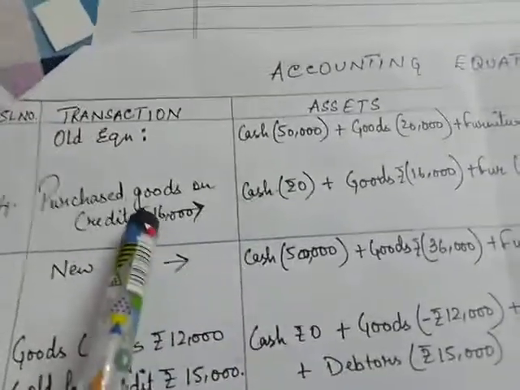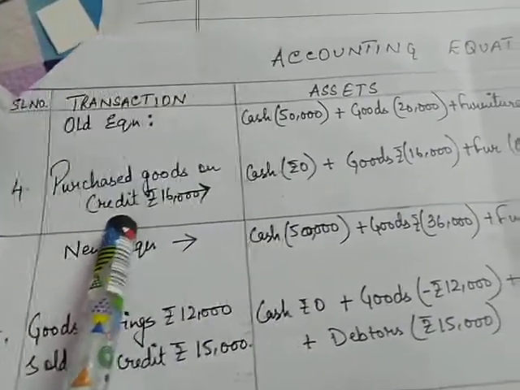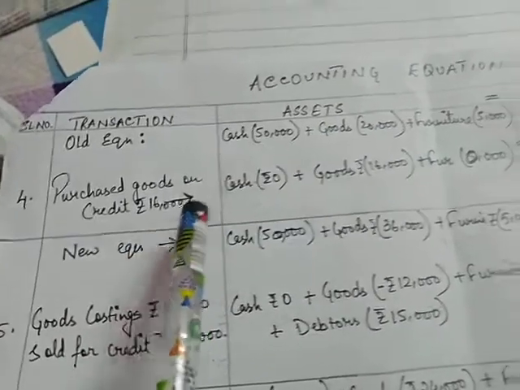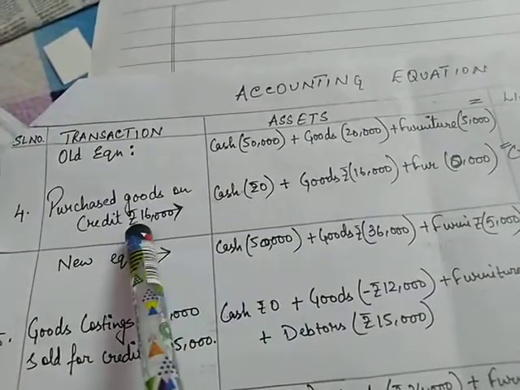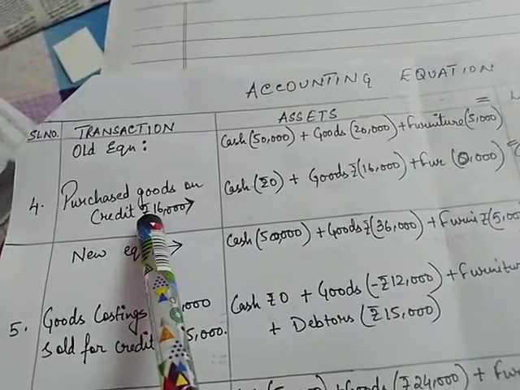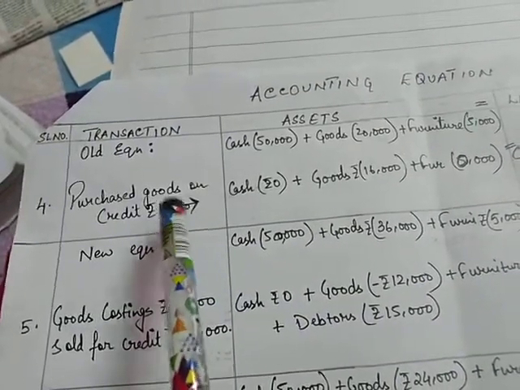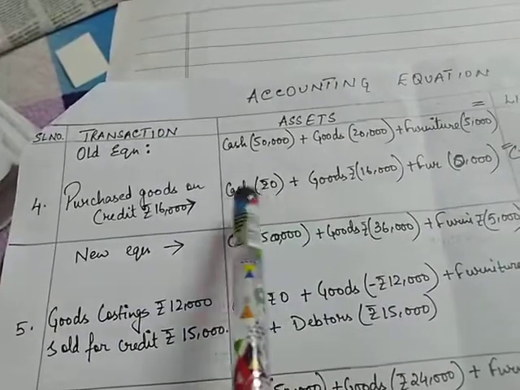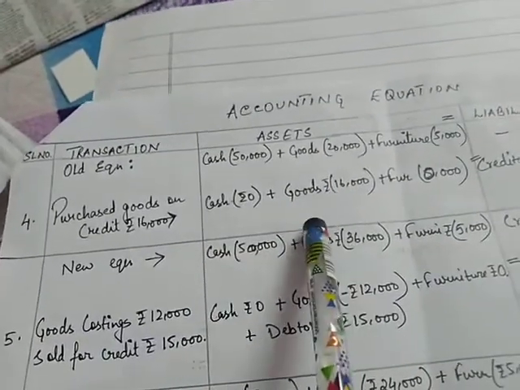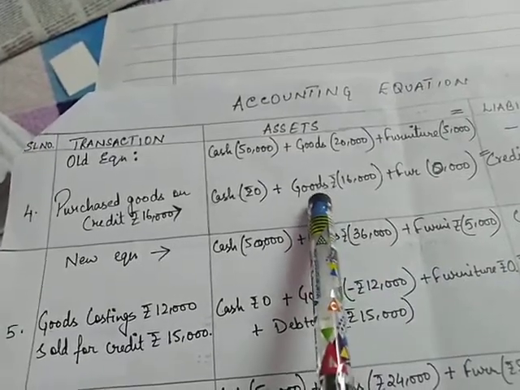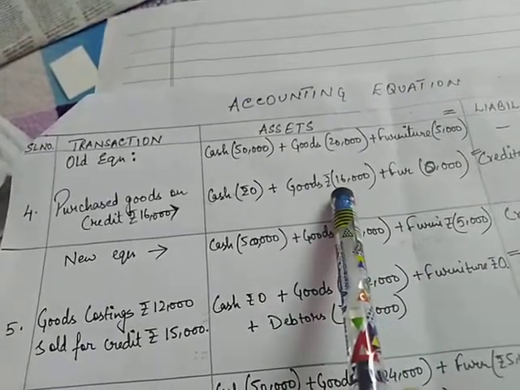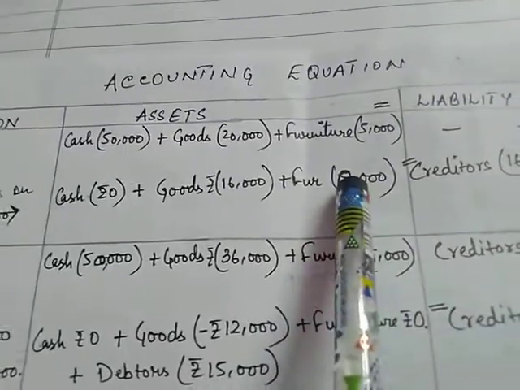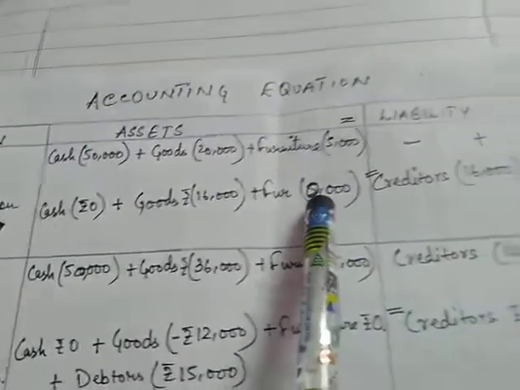Now we will start with the new transaction, transaction number 4: purchase goods on credit for rupees 16,000. Since it is a credit purchase, cash has not been paid for the time being, so there is no involvement of cash. Cash remains as it is, so we put a 0 here. Goods, since we are purchasing more goods, we are just adding 16,000. Furniture, there has been no purchase of furniture, so it remains the same.